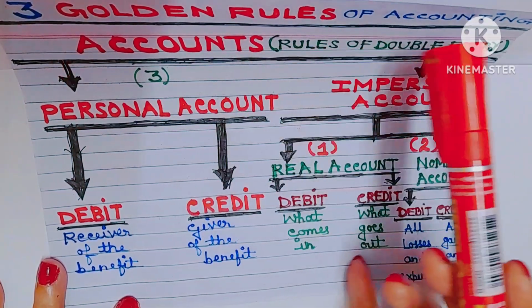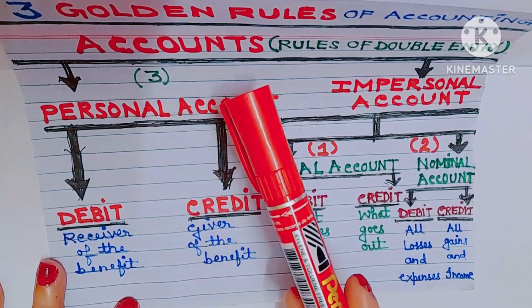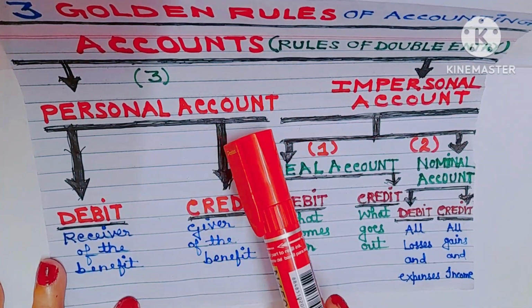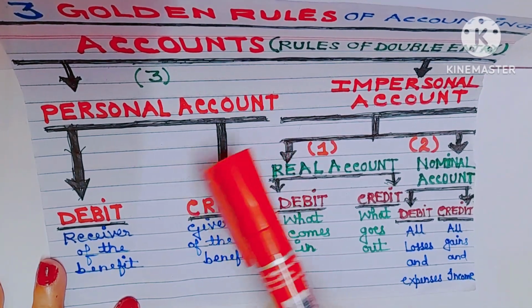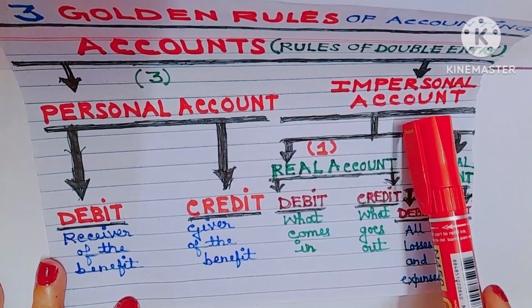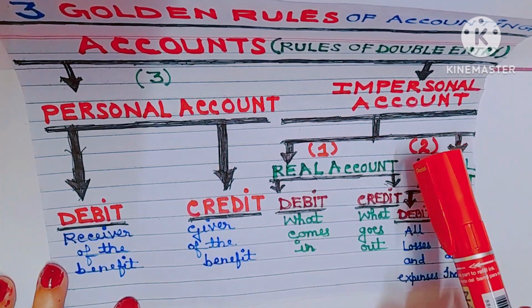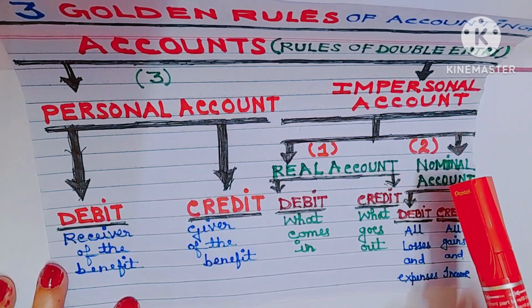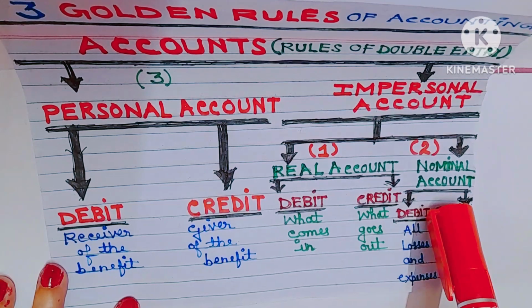3 golden rules of accounting. Rules of double entry accounts. Accounts have been divided into 2 categories: personal account and impersonal account. Personal account relates to persons. Impersonal account does not relate to persons. Impersonal account has been further subdivided into 2 categories. Number 1, real account. Number 2, nominal account.